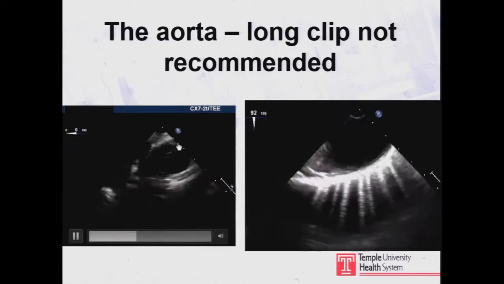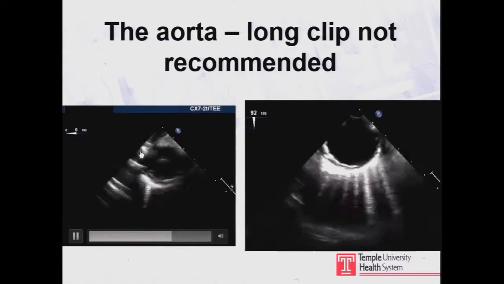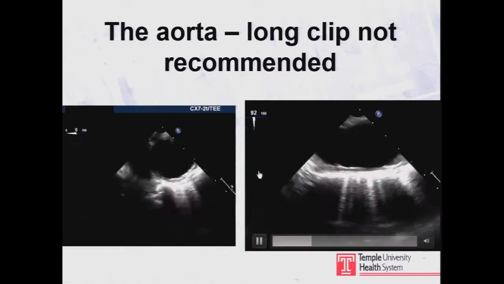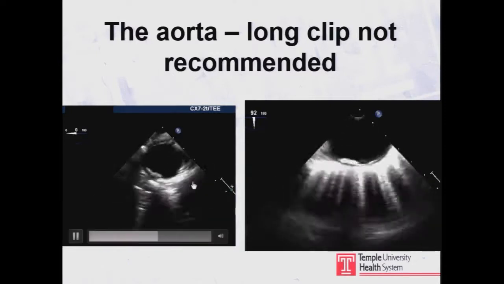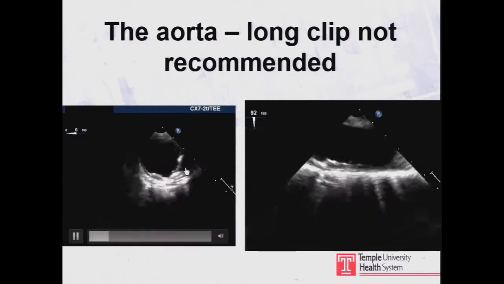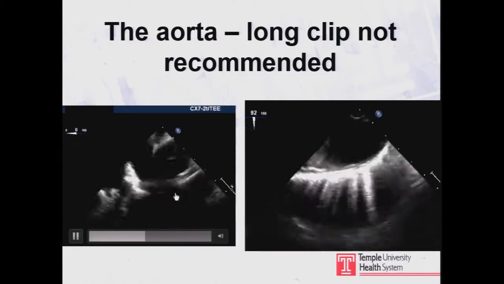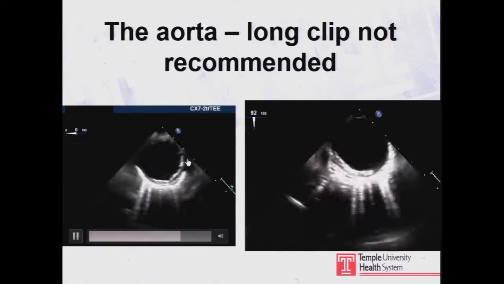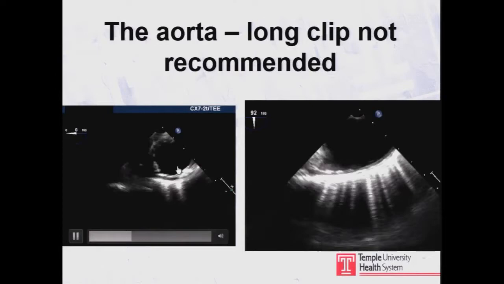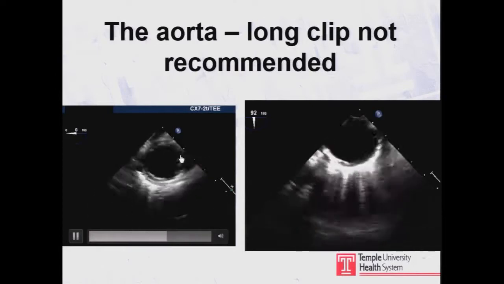Now the descending thoracic aorta, you can see this patient has significant atherosclerotic disease. I don't recommend that you take long clips. It is convenient, but it really eats up space in your digital storage. So stick to clipping interesting things, or if the aorta is normal, clip a couple of still frames. You'll save yourself a lot of storage space.